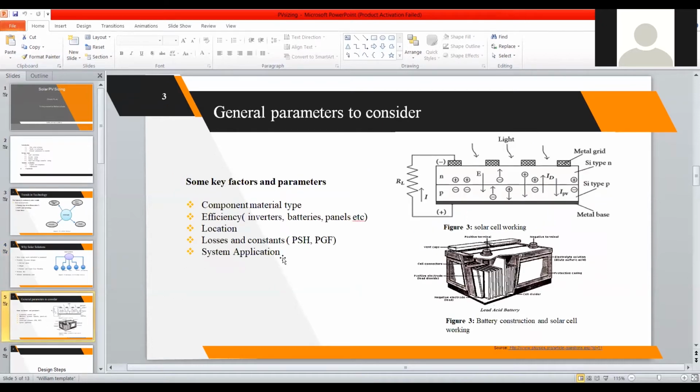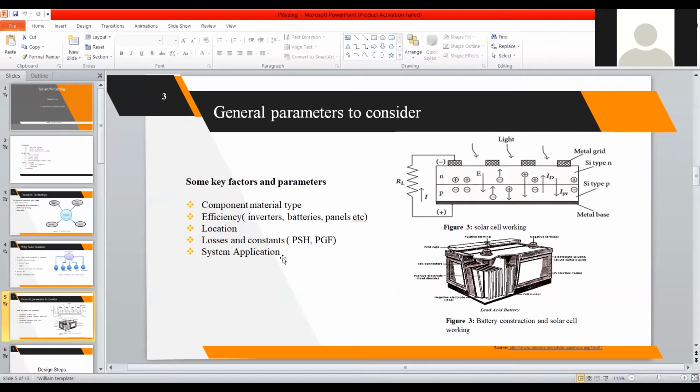Then just the general parameters that one would want to consider when it comes to solar design. You want to look at the component material. In short, the batteries or the solar panels that you're using, what kind of materials are you using? Because the material will determine the efficiency and the performance of the system. You also want to look at where you are going to set up the plant. That's why we're talking about the location. How much sunlight is available there is a very important parameter when it comes to design. You want to have the panels in a location where they can receive direct sunlight.